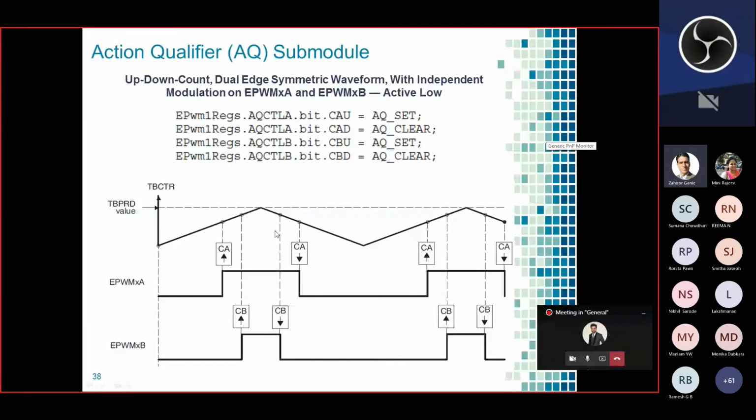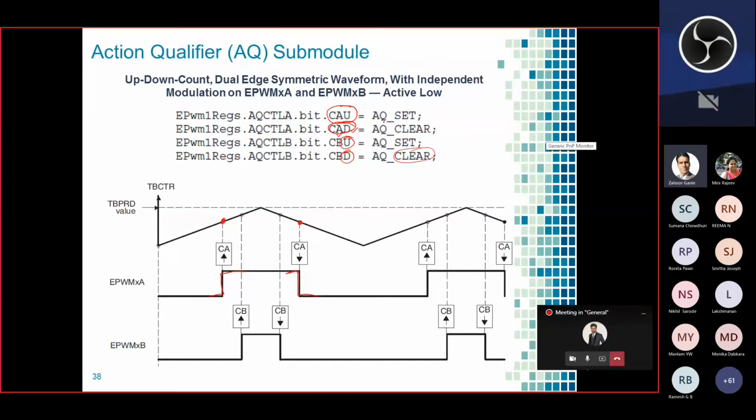For example, if you have the up down counter, you have generated the time base generator used for generating this triangular wave, but not the sawtooth wave which we have seen earlier. So in this case, now you don't use 0 or TB period value, but you use up count and down count mode. For the A register, your counter is counting up. So when you attain the CMPA value, then it is setting. That means low to high. And when it is down counting, from period to 0, when you attain CMPA again, but down counting, then you clear it. Similarly for the B register, for up counting you set, for down counting you clear.